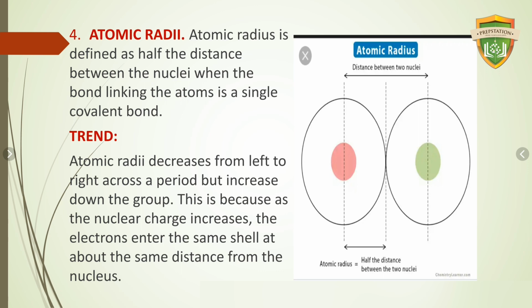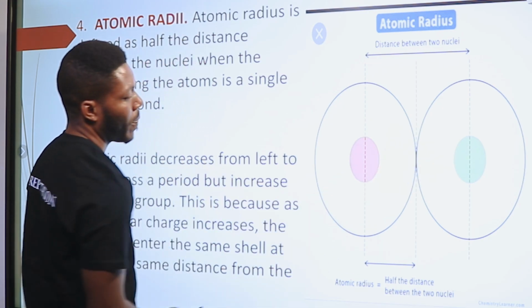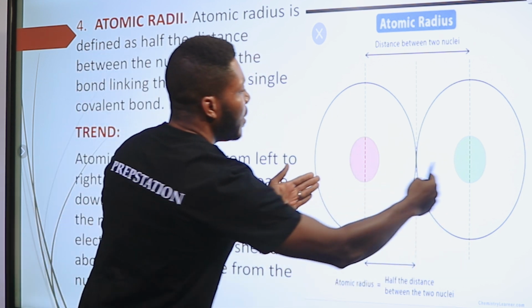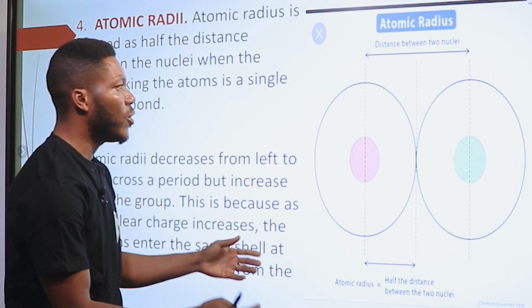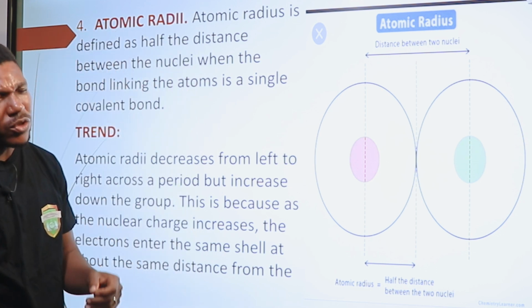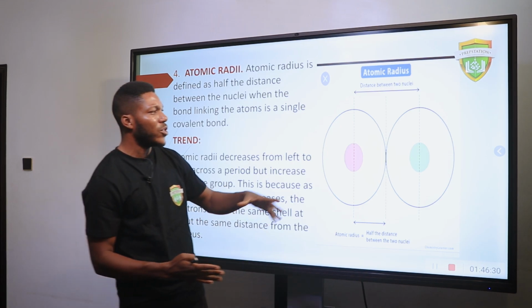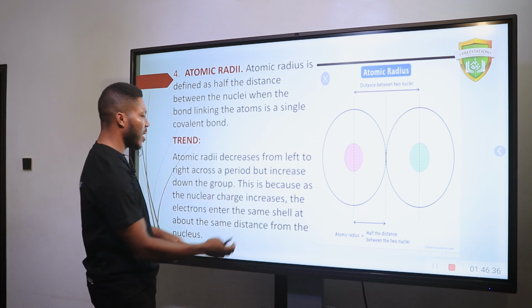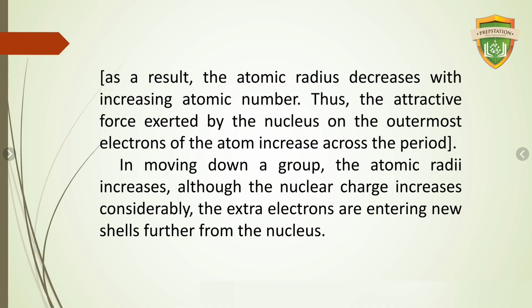This is because as the nuclear charge increases, the electrons enter the same shell at about the same distance from the nucleus. So you can see now these are 2 bonded atoms. From this point to this point is called the atomic radius, and it determines the size of the atom. If the electrons are added into the same electron shell, the atom keeps reducing in size. But if the electrons are added to another shell, the size of the element keeps increasing. And as a result, the atomic radius decreases with an increasing atomic number.